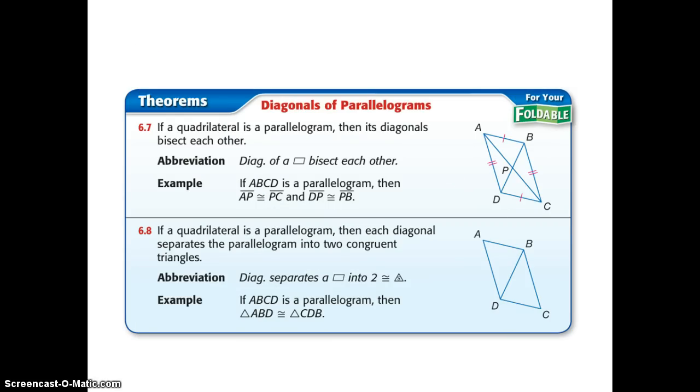The diagonals of parallelograms are going to bisect each other. And here's another one we haven't talked about yet. If you draw in one diagonal of a parallelogram, it's going to create 2 congruent triangles.